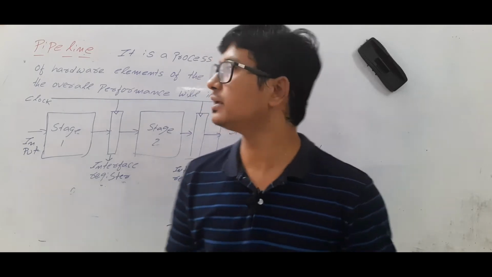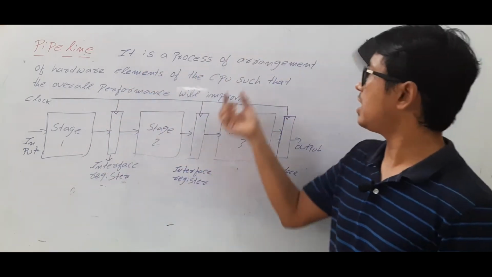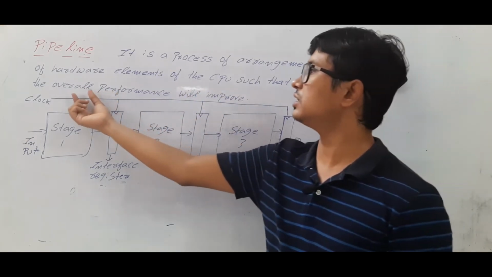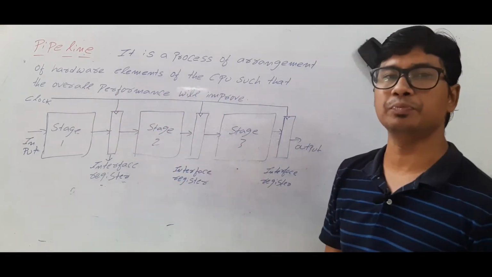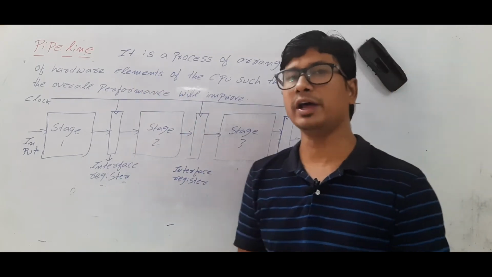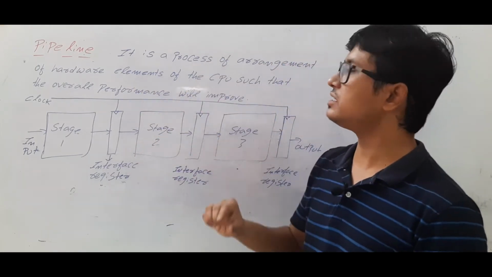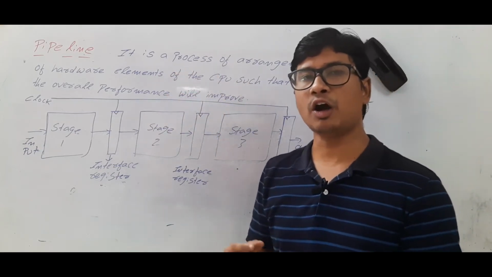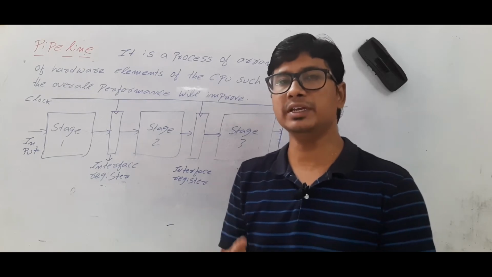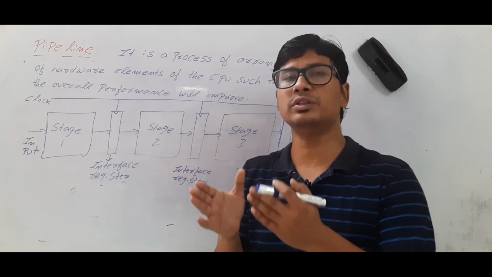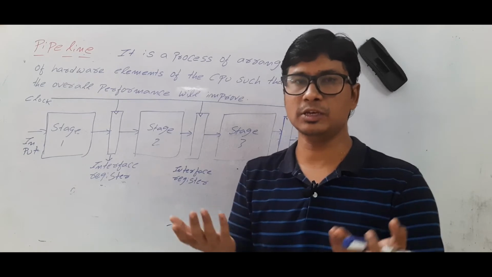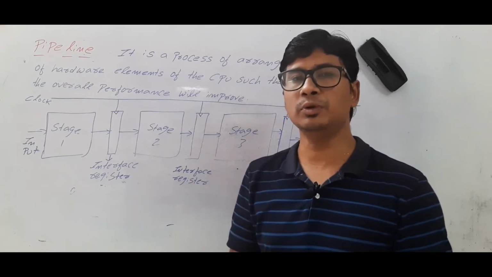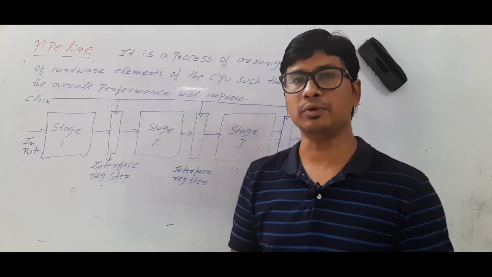What is a pipeline? It is a process of arrangement of hardware elements of the CPU such that the overall performance will improve. It is also called pipelining. We will arrange the hardware elements in such a way that the CPU performance will increase. How can we increase the CPU performance? If we can execute more than one instruction at a time, the CPU performance will increase with the help of throughput, which is how many instructions you are able to execute in a unit amount of time.